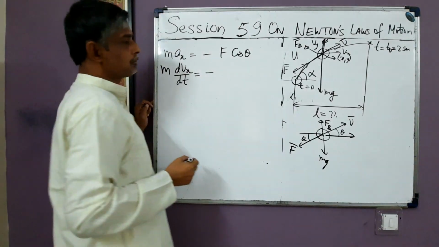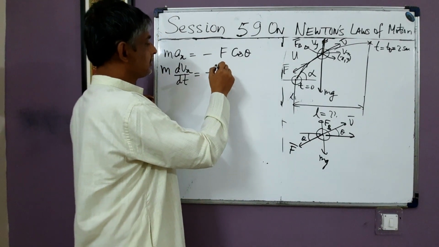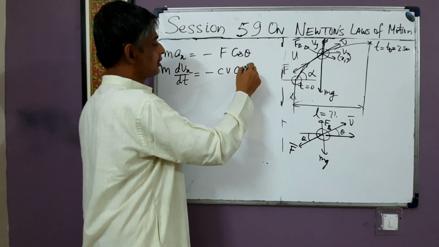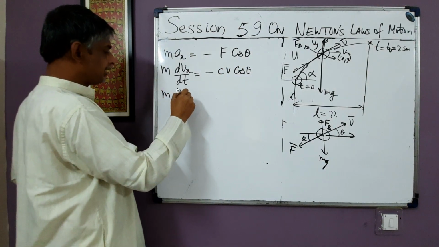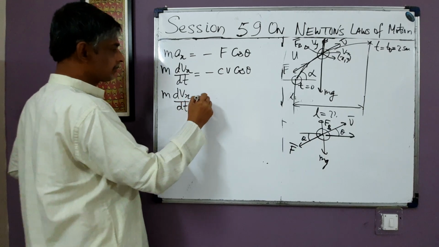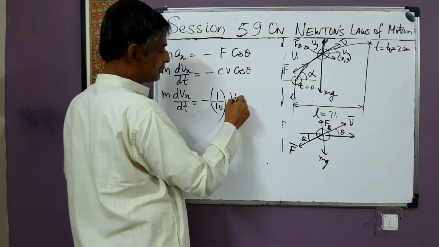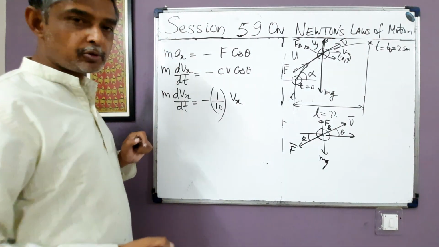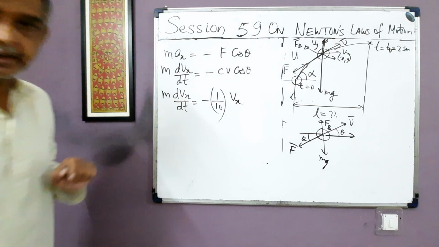Minus f is equal to cv. Magnitude wise, f is just equal to cv cos theta. So this becomes m dvx by dt equals minus c times v cos theta, where c is 1 by 10. V cos theta is nothing but Vx, the x component of velocity V of the projectile at time t.